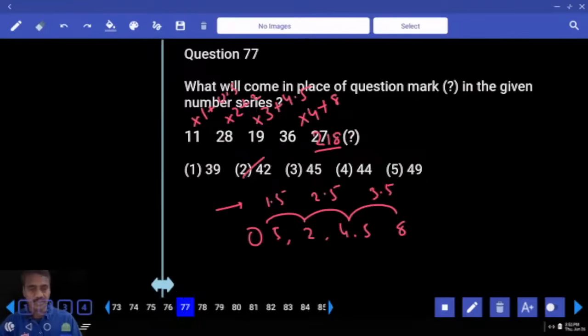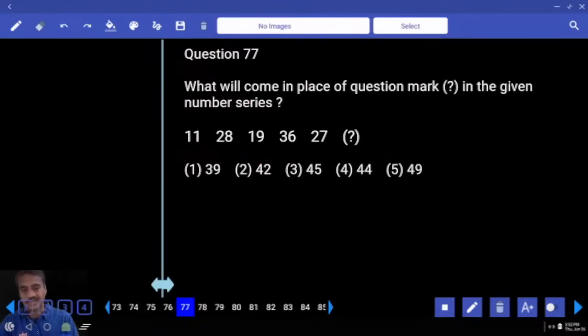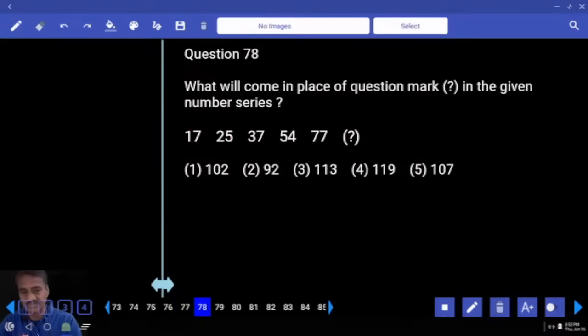Then 77: 11, 28. Here the numbers are increasing and decreasing, so you can opt for alternate. 11 and 19, difference 8. 19 and 8. 28 plus 8 is 36. 36 plus 8 is 44. 44, choice 4, question 77. Then next one, 78: 7, 20, 17, 25, difference 8. 25 and 37, difference 12. 37 and 54, difference 17. The differences are 8, 12, 17, and then 23: 4, 5, 6, 7. 23 plus 7... 77 plus 30 is 107.